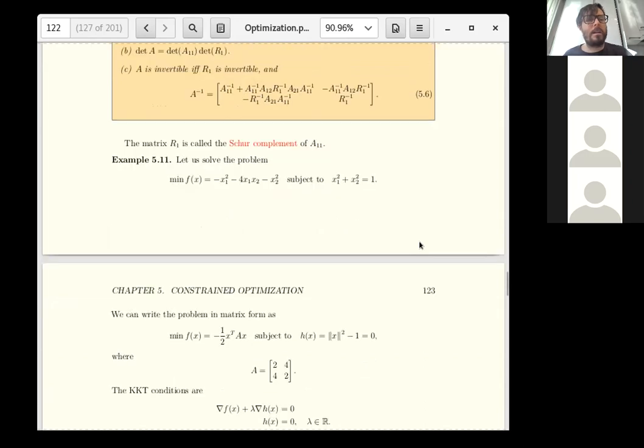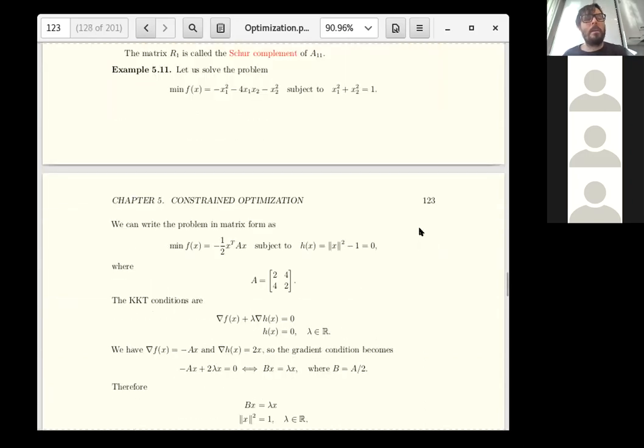So let's take an example. We're minimizing a quadratic function, minus x1 squared minus 4x1x2 minus x2 squared, subject to x1 squared plus x2 squared equals 1. So basically we are talking about a quadratic function that has only negative coefficients, under the constraint that we are talking about the unit circle, the points on the unit circle.